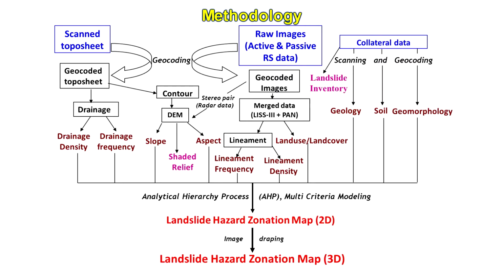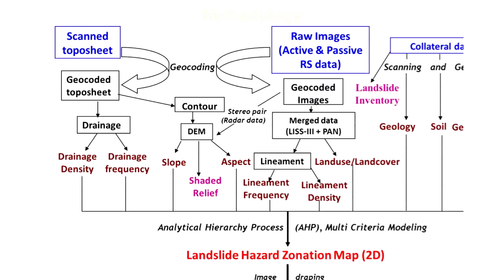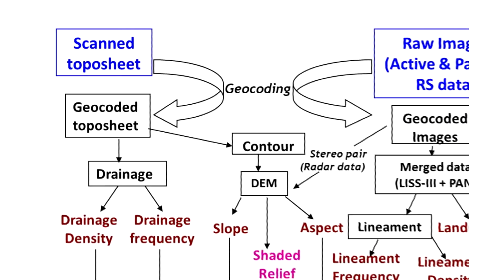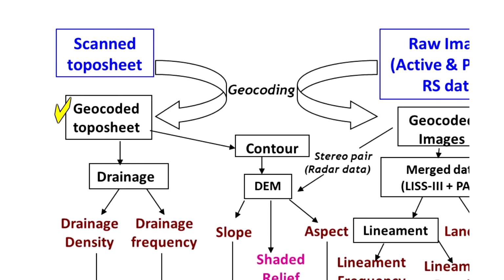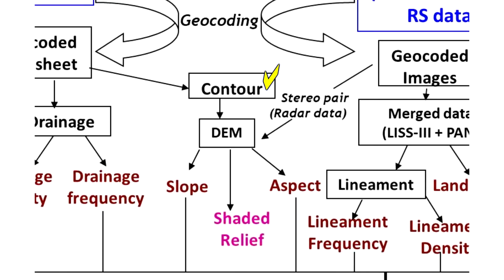Well, coming to the methodology, we procured the topo sheet from the Survey of India. We scanned the topo sheet and geocoded it and prepared the drainage map, from where we derived the drainage density and drainage frequency. At the same time, from the topo sheet we made the contours, and from this we generated the digital elevation model. From this we derived the different layers such as slope, shaded relief and aspect.